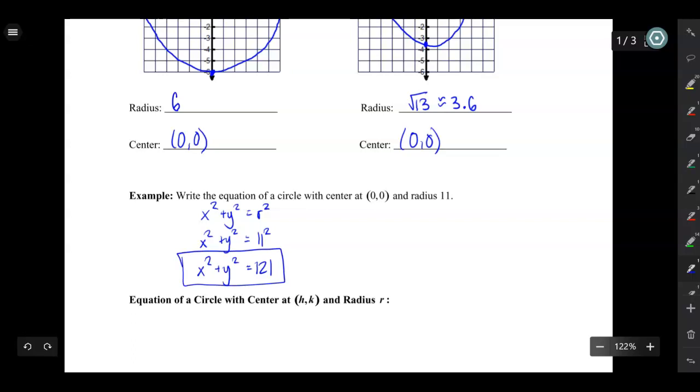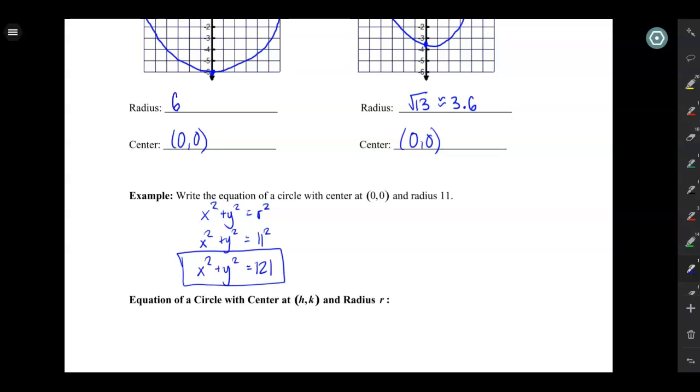So x squared plus y squared equals 121. That would be the equation of a circle centered at the origin with a radius of 11. Now these circles that we've been looking at in the last 3 examples are all centered at the origin, or centered at (0, 0).